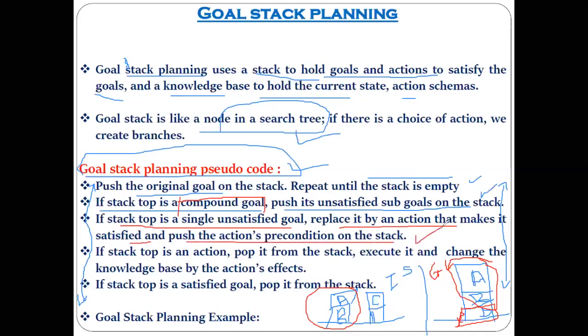Have all of you completed writing or are you still writing? Completed. Yes. And fourth, I have written: if the stack top is an action, pop it from the stack, execute it and change the knowledge base by the action's effect. And the last one: if the stack top is a satisfied goal, then pop it from the stack.